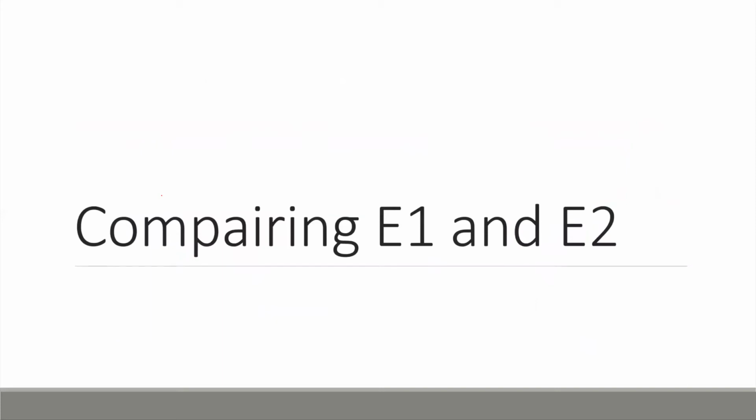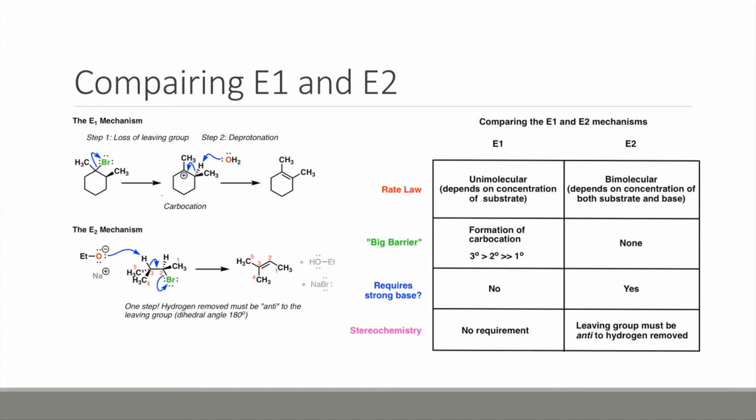So let's compare more the E1 and E2 reactions. Again, the E1 mechanism has two steps. One is the loss of the leaving group, where you form a carbocation, and then deprotonation, the removal of the proton, which forms your double bond. The E2 mechanism is going to be one concerted movement in which we abstract the proton, form the double bond, kick off our leaving group, and in all of this form our final product, and these have to be anti while occurring.